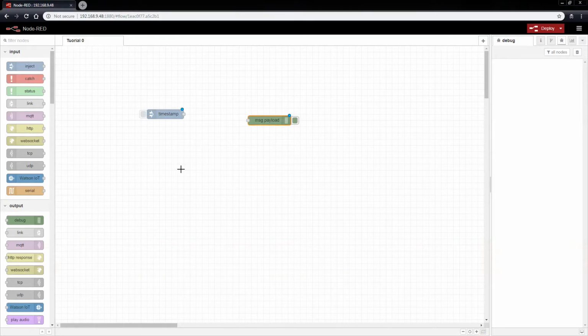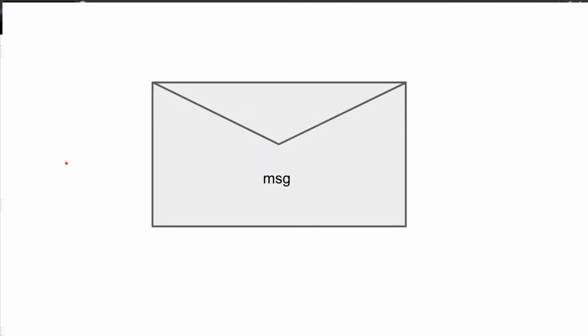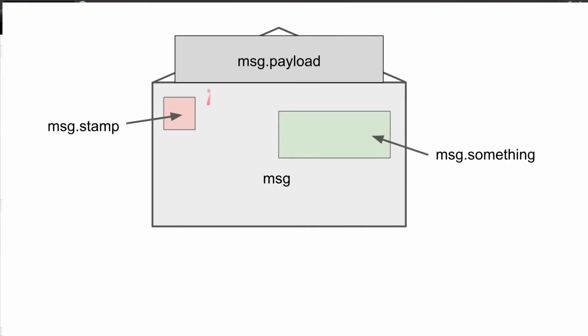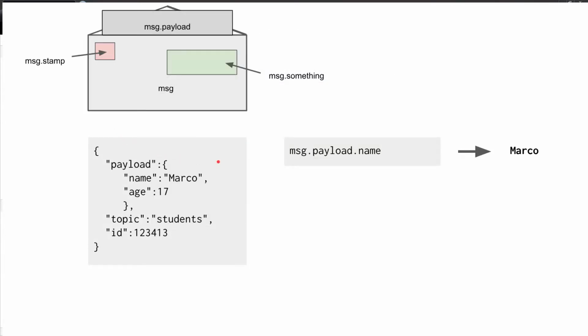But first let's see what is a message. You can imagine a message as an envelope which contains a letter, that is the payload, but can also carry a lot of other information. To access this information we can use the so-called dot notation.